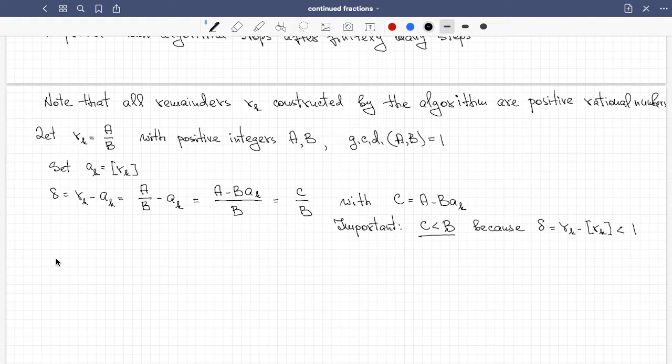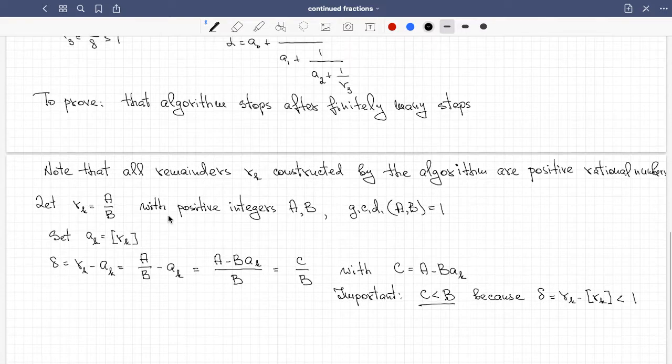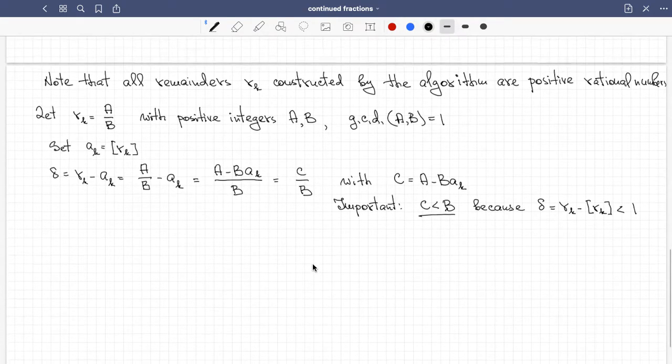Flipping delta, if delta was 0, that means c is 0, and it stopped at this step. So we want to prove what we are proving, that the algorithm stops.